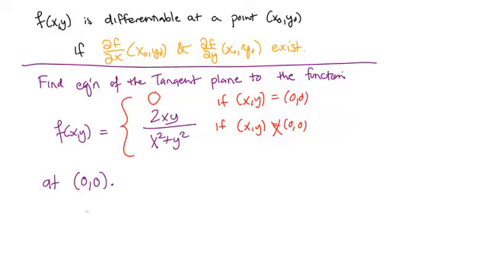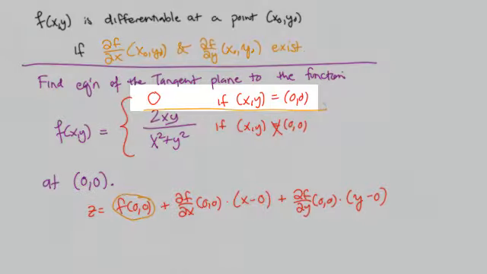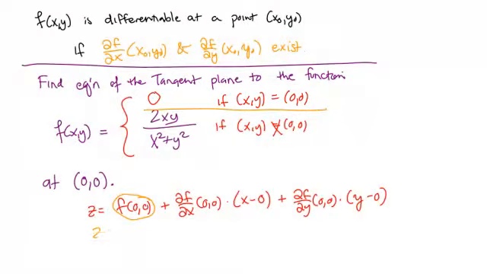The formula is going to be z is equal to f(0, 0) plus the derivative of f with respect to x at (0, 0) times x minus x naught, which is 0, plus the derivative of f with respect to y at (0, 0) times y minus y naught, which is 0. What's f(x naught, y naught)? Well, my function says if you plug in (0, 0) into the function, you're supposed to get 0. So f(x naught, y naught) is going to be 0.